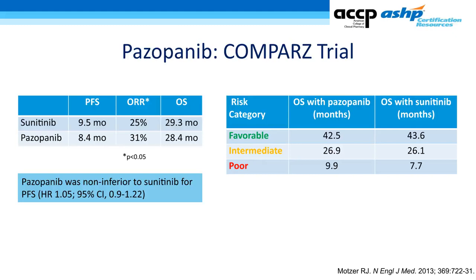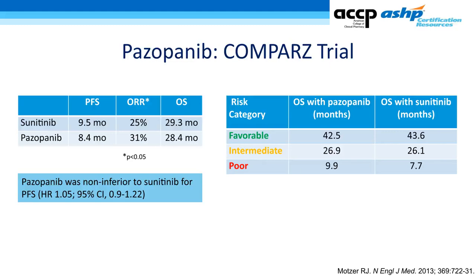And COMPARZ showed that sunitinib and pazopanib had fairly similar outcomes. There was a slightly higher objective response rate overall in the pazopanib arm, but similar progression-free survival and overall survival. And the primary endpoint here was non-inferiority, which pazopanib did achieve versus sunitinib.